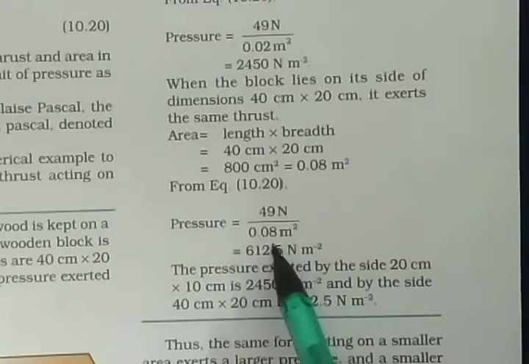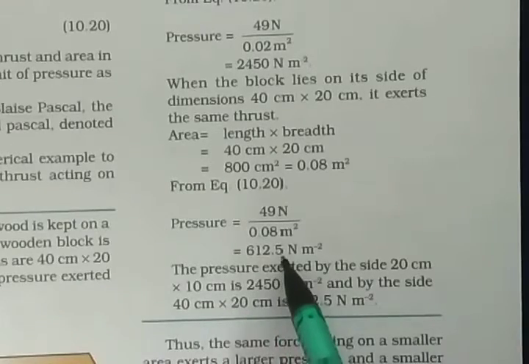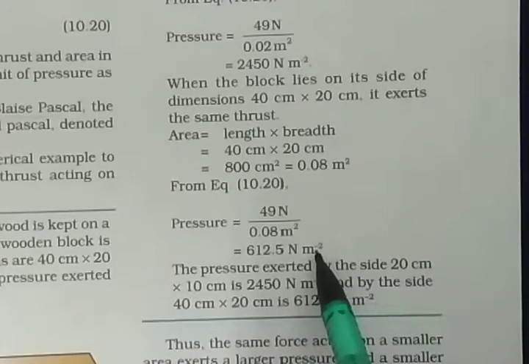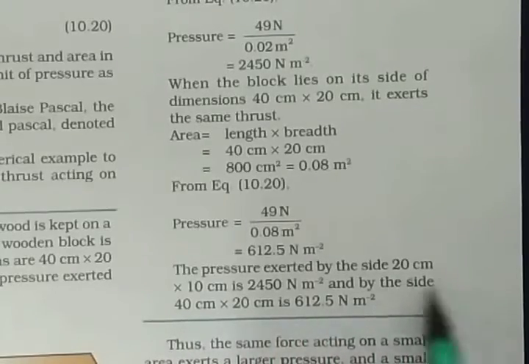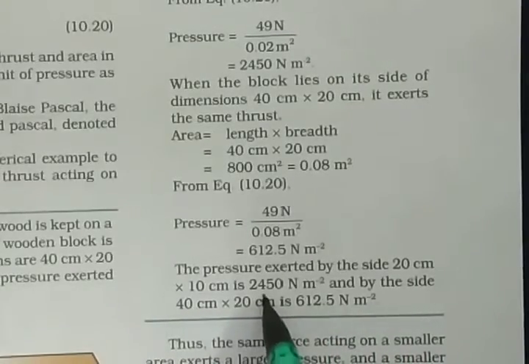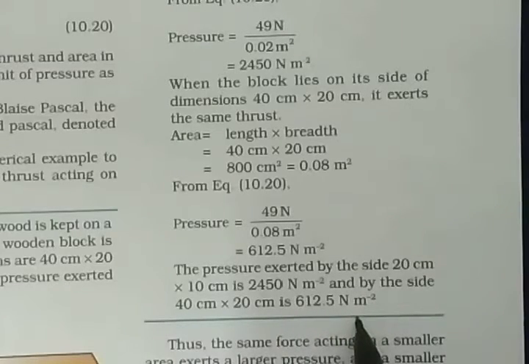49 divided by 0.08 meter square. So, we will get 612.5 Newton per meter square. The pressure exerted by the side 20 cm into 10 cm is 2450 Newton per meter square, and by the side 40 cm into 20 cm is 612.5 Newtons per meter square.